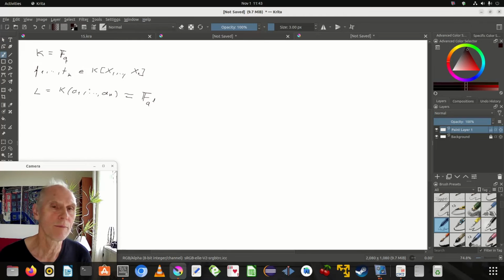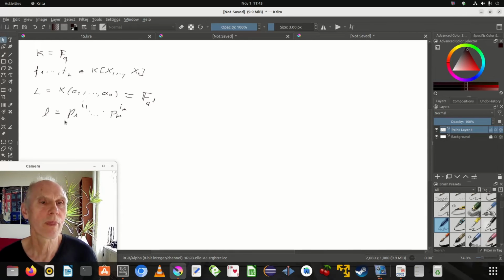My idea is that we make a prime factorization of L and then we take the primes one at a time. First, P1 to I1. One of these A's must be in an extension with this P1 to I1. If they all were in some smaller extensions, then the total extension would be in that smaller extension. So one of them has to be in a field with P1 to I1. So let's call that one A1.